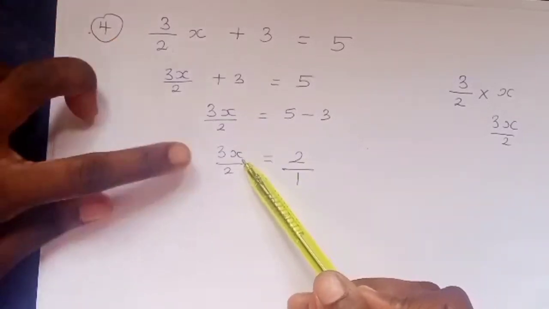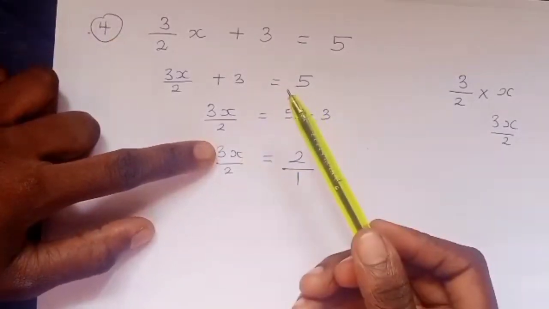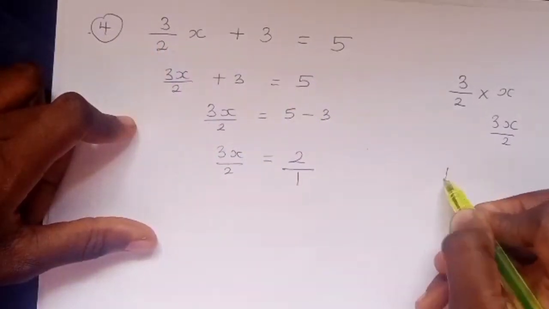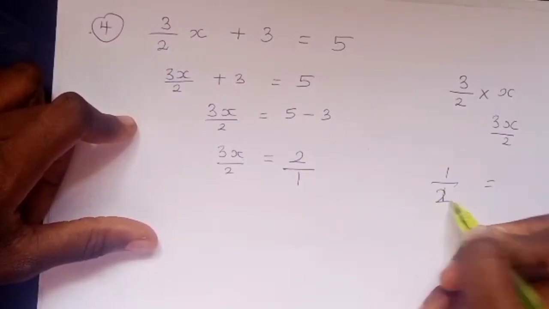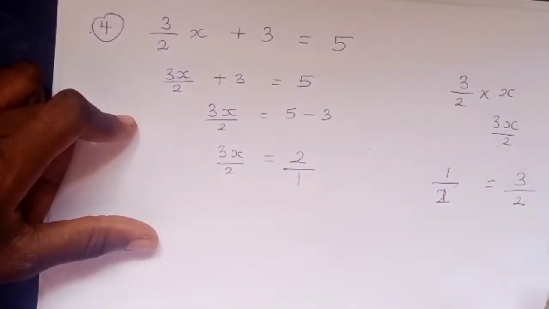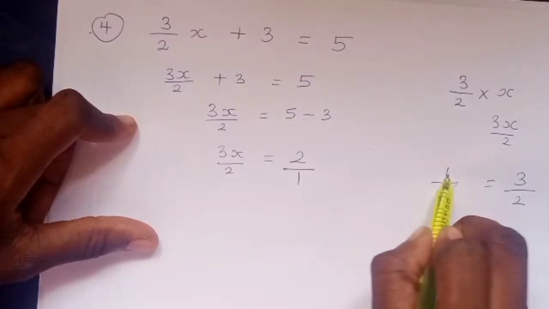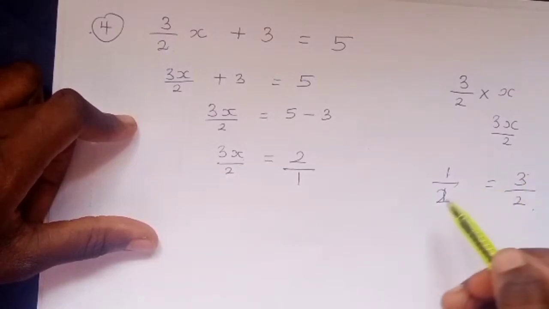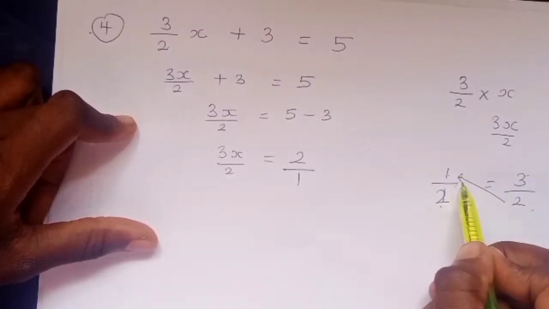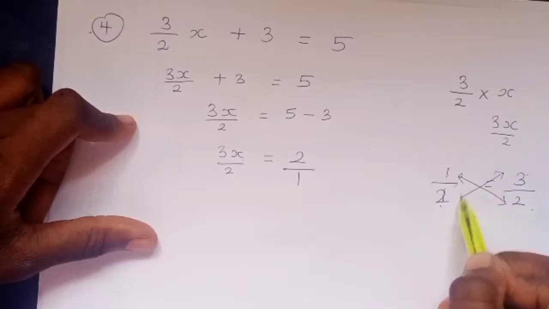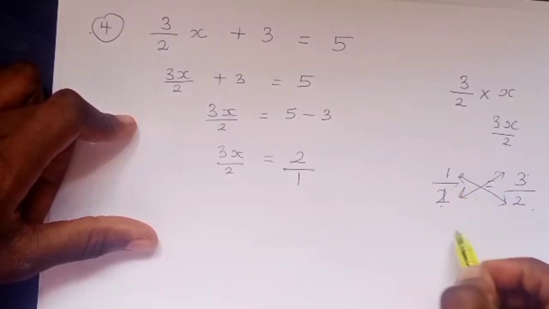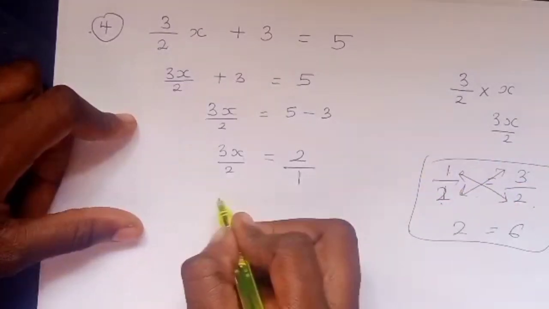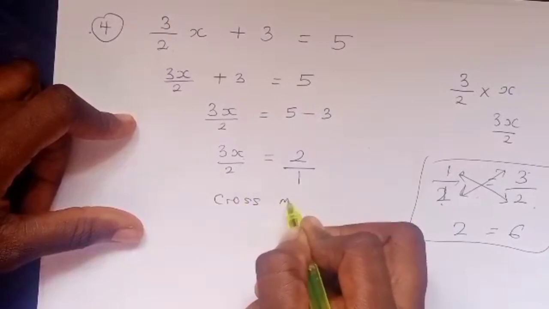Now, we need to make 3x stand alone. That is when we are going to introduce the logic of cross multiplication, in which, let's say this is 1/2 and 3/2. To cross multiply, the numerator will multiply the denominator of the other fraction, and the numerator here will multiply the other one, like this. Then it will be 2 times 1, which is 2, equals 3 times 2, which is 6. So that is the method we are going to apply here. So cross multiply.